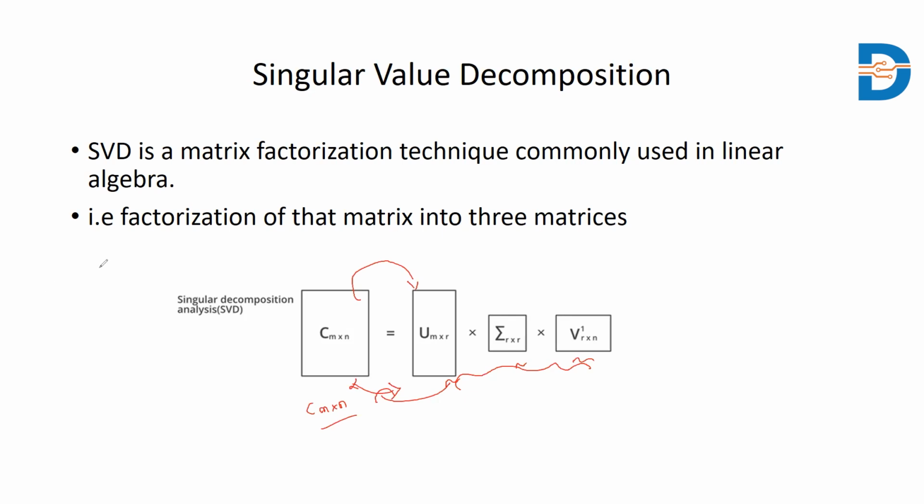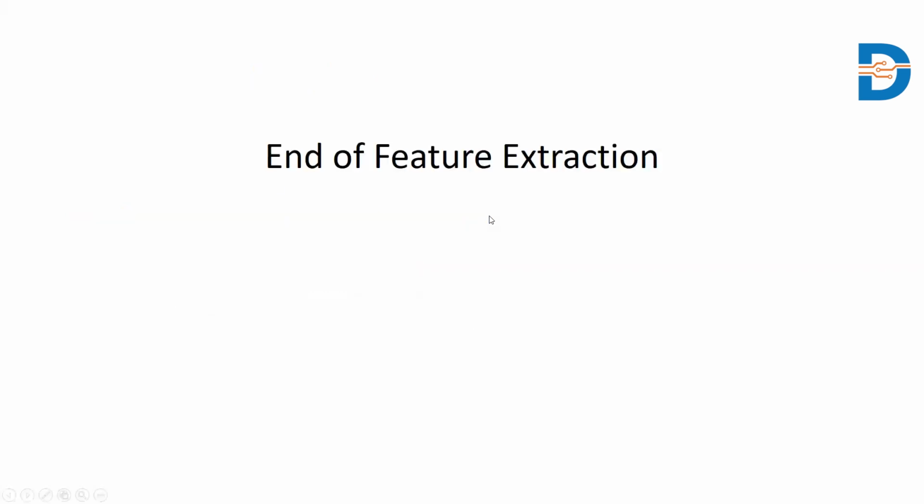Basically, we deal with matrices in singular value decomposition. On the matrices, we apply the singular value decomposition. These 2 are the most popular feature extraction methods used in machine learning. This is the end of feature extraction in machine learning. Thank you.